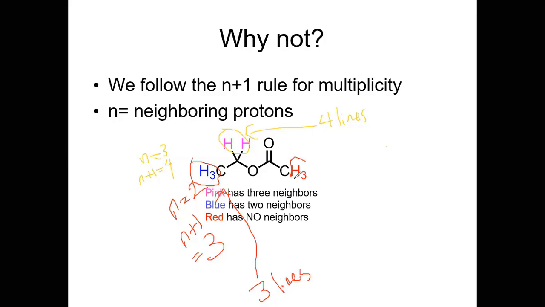All right. And then what about here? Any neighbors to the left or to the right? No. Right. So n is 0. That means n+1 will be 1, right? So that signal is going to be 1 line. Is that okay? Yeah.